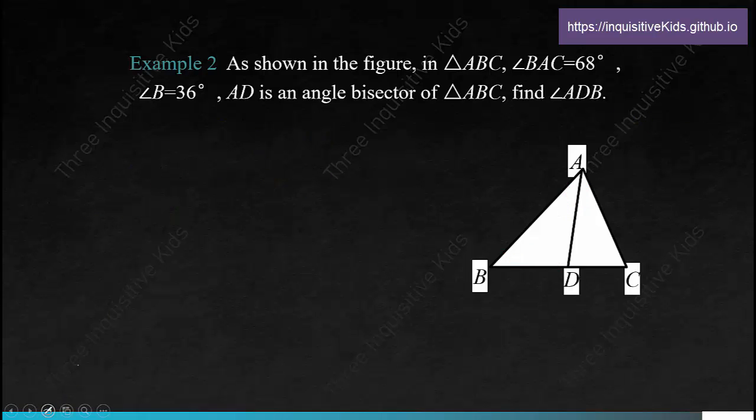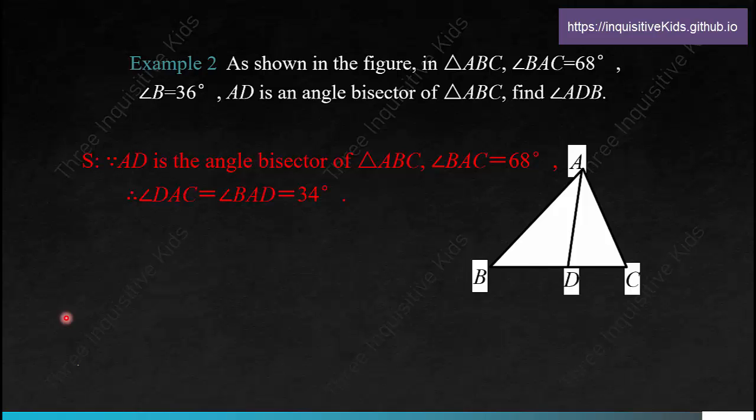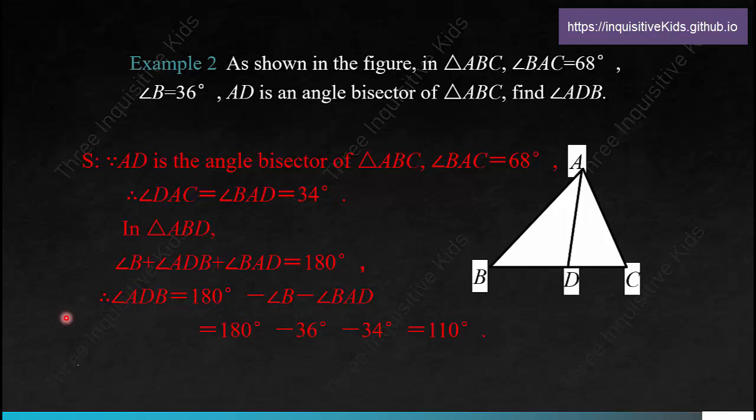So let's take a look at the solution. AD is the angle bisector of triangle ABC. Angle BAC is 68 degrees. So angle DAC is equal to angle BAD, which in both of them is 34 degrees. So in triangle ABD, angle B plus angle ADB plus angle BAD is equal to 180 degrees. Angle ADB is equal to 180 degrees minus angle B minus angle BAD, which is equal to 180 degrees minus 36 minus 34, which is equal to 110 degrees.